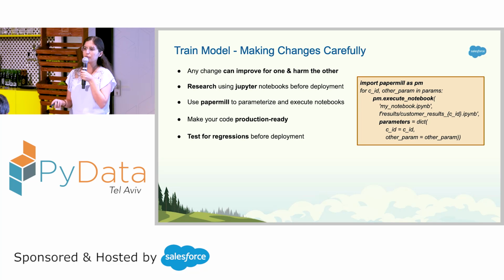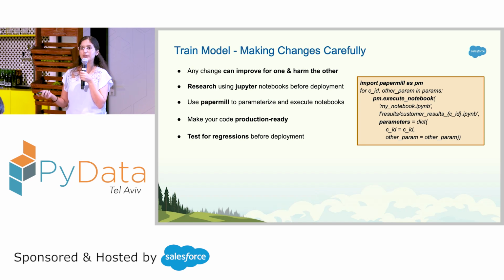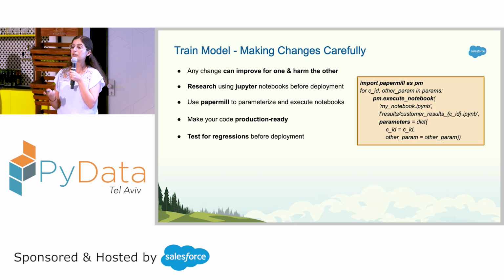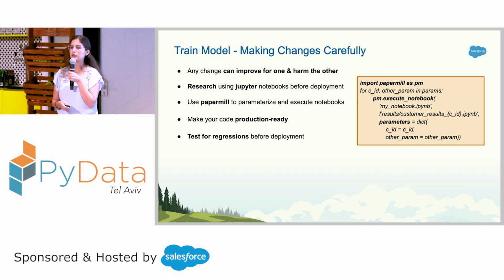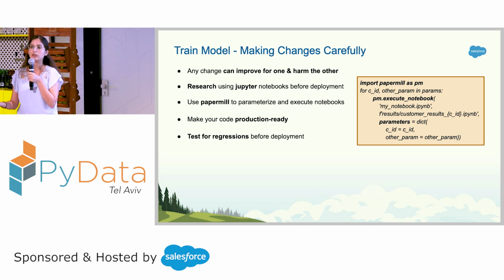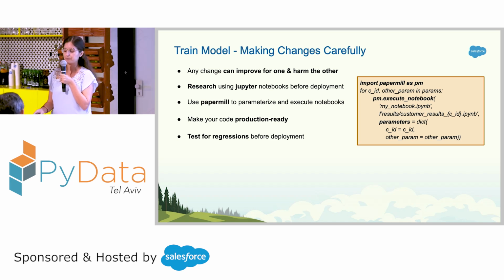And once you've made your code production ready, again, you should have accuracy regression tests in place to prevent deployment if your model is suddenly inaccurate due to the changes that you've made.